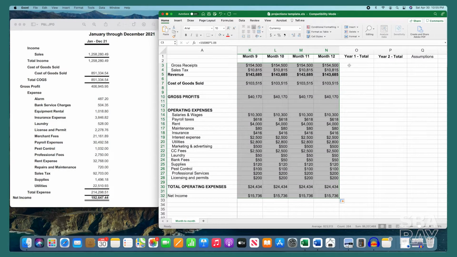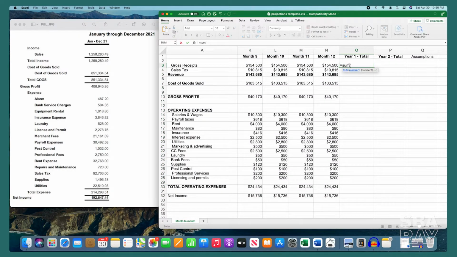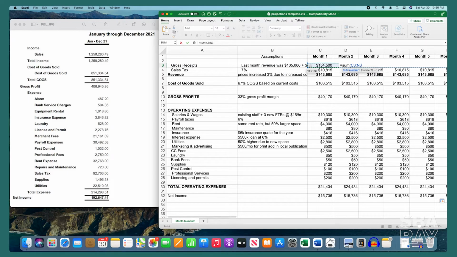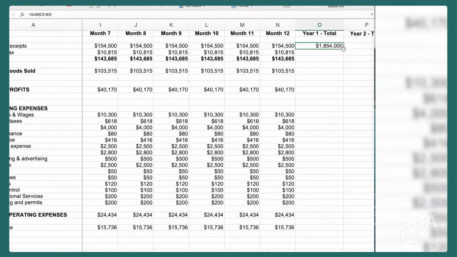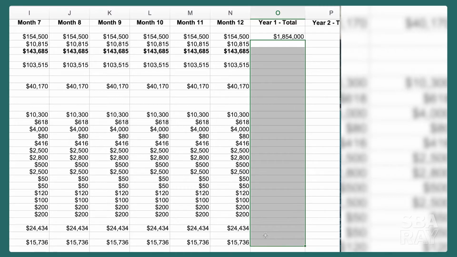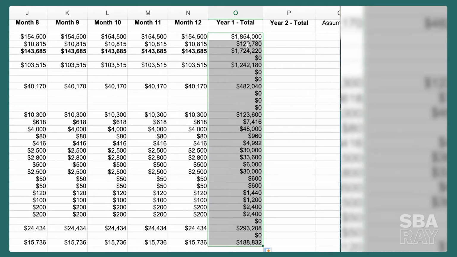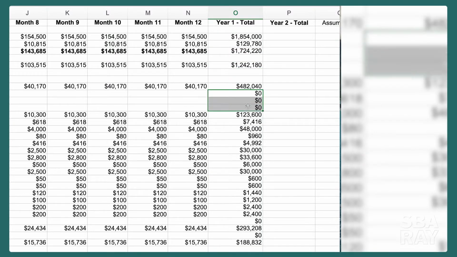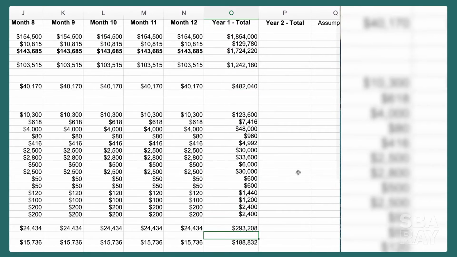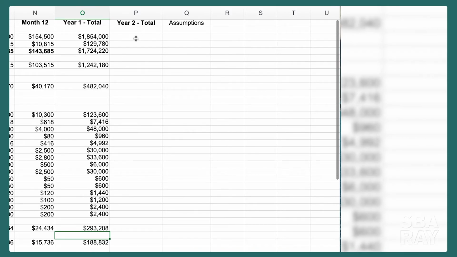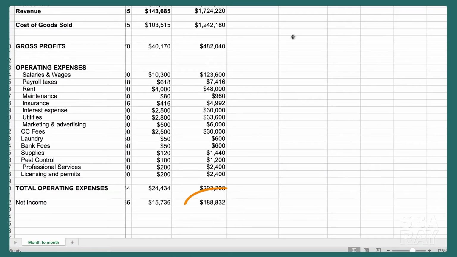So then essentially we're just going to total up all 12 months so that we can see what it looks like for the year. Then we'll just copy that straight down so that the formulas will copy, clean it up a little bit. And as you can see in year one, we're projecting a profit of $188,000.